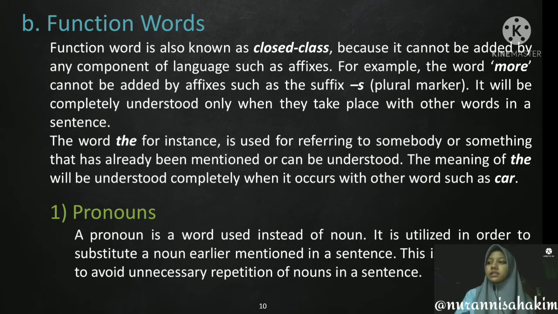Function words are divided into 5 types. There are pronouns, determiners, prepositions, conjunctions, and auxiliary verbs. First is pronouns. A pronoun is a word used instead of a noun. It is utilized in order to substitute a noun earlier mentioned in a sentence.